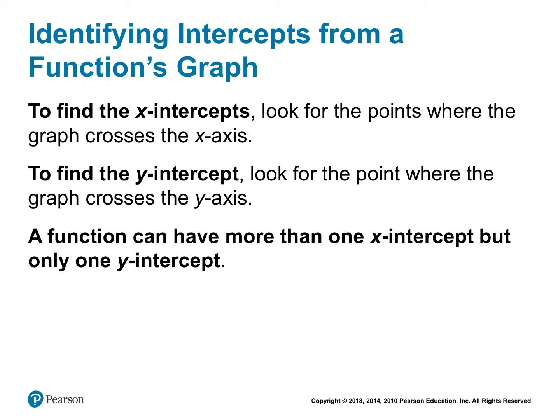Okay, and finally we'll talk about identifying the intercepts. If you think of an interception, it's where you're catching it, you're catching the ball. So to find the x-intercepts, you're looking for points where the graph crosses or catches the x-axis. The y-intercepts are where it crosses the y-axis. A function can have more than one x-intercept, but only one y-intercept. So that's really important. Only one y-intercept is going to be possible.